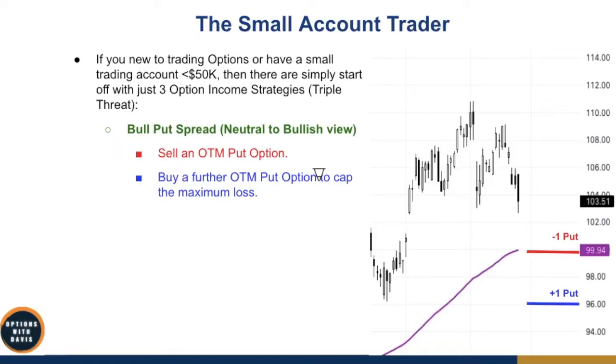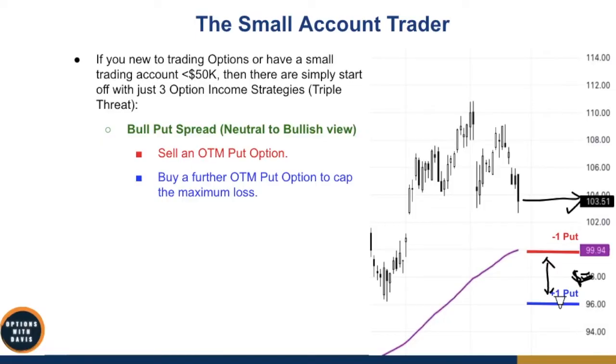With a bull put spread, the way you do this is basically by selling an out of the money put option. So let's say the price right now is at 103.51. We sell an out of the money put option, which is below the current stock price, and then you buy a further out of the money put option to cap the maximum loss. So your maximum loss can only be the width of this spread. Maybe the width of this spread could be $5, and then you minus off the credit which you receive. So if you receive $1 in credit, then the maximum loss you can make is only $4, which is $400.